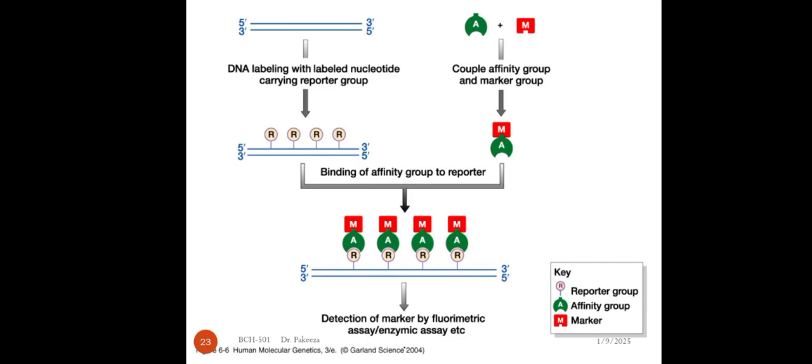Anyhow, once done, you can see one of the strands contains nucleotides with the reporter dye or signal to it. Now this reporter dye has higher affinity for an affinity molecule, and that affinity molecule, which is shown here in green, is in turn attached to the marker molecule. So wherever the reporter nucleotide is, the affinity molecule will go and bind to it, and with the affinity molecule the marker is attached, so that will give fluorescence, and we can detect it via fluorescent microscopy.